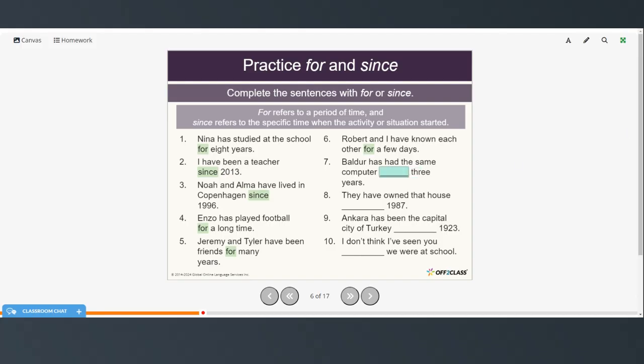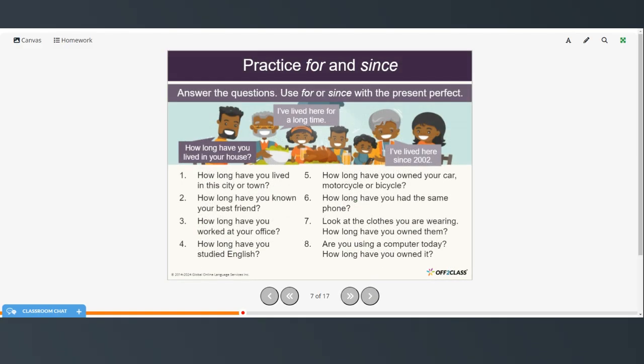Baldur has had the same computer for 3 years. They have owned that house since 1987. Ankara has been the capital of Turkey since 1923. And I don't think I've seen you since we were at school.